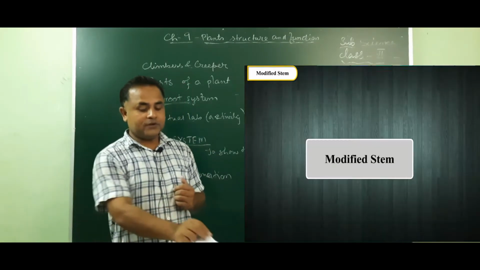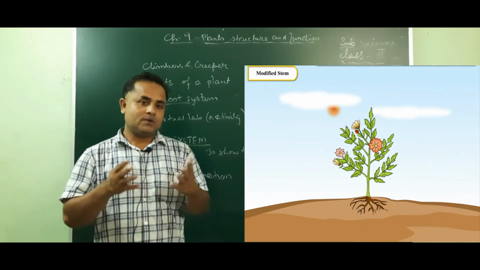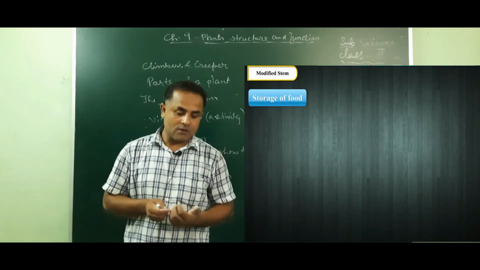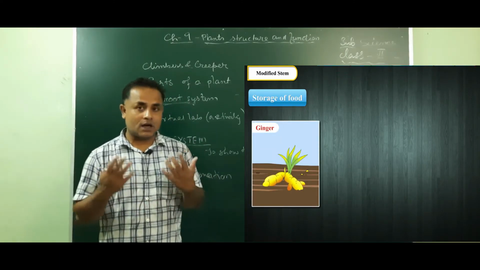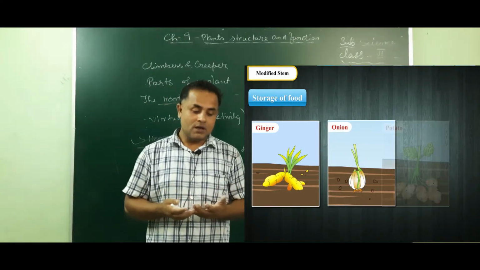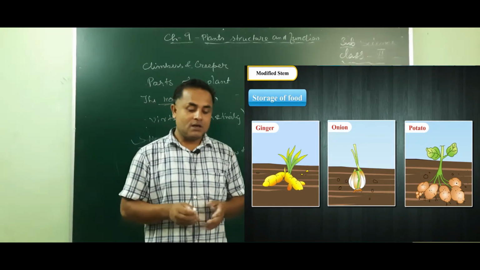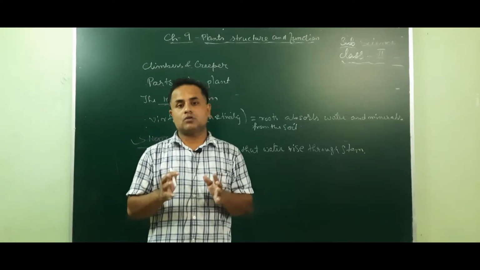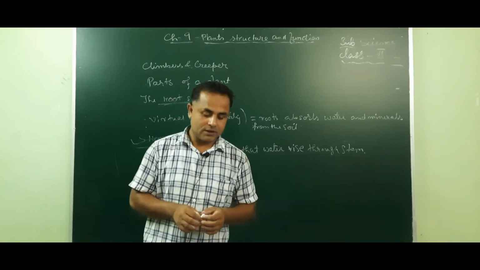Next, modification of stem. Again, stem is also modified. The main important modification of stem is storage of food. The stem of some plants like ginger, potato and turmeric remain underground. They store food so that they become thick and fleshy. The bulbs of these underground stems can grow using the stored food. They store the food for future use.